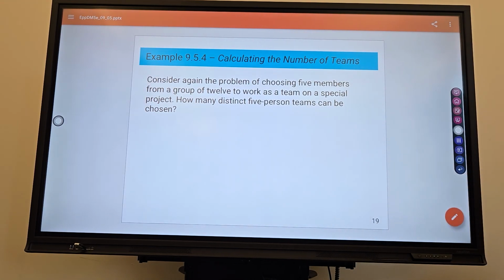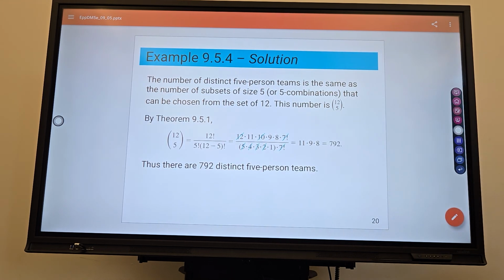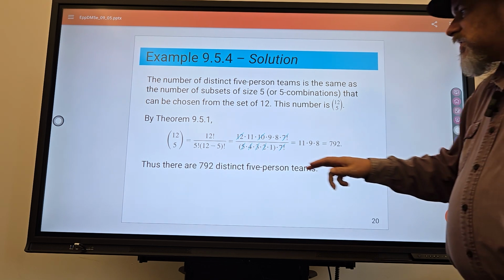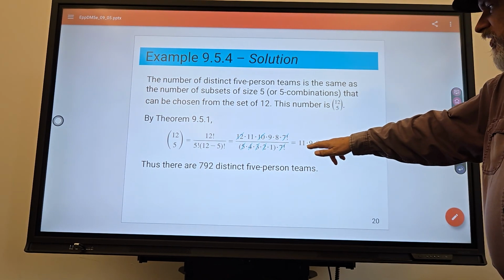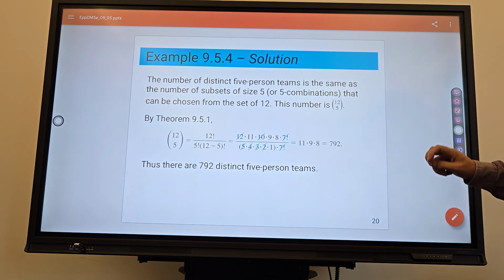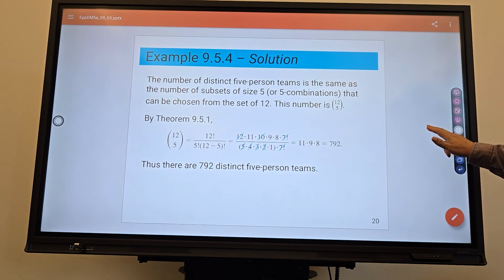Consider again the problem of choosing 5 members of a group of 12 to work as a team on a special project. How many distinct 5-person teams can be chosen? The number of distinct 5-person teams is the same as the number of subsets of size 5 that can be chosen from a set of 12. This number is 12 choose 5. Multiply it out, expand it, do a lot of canceling. You end up with 11 times 9 times 8, which is 792.